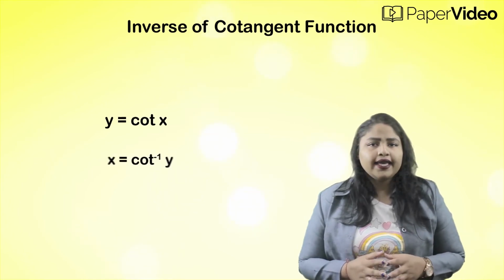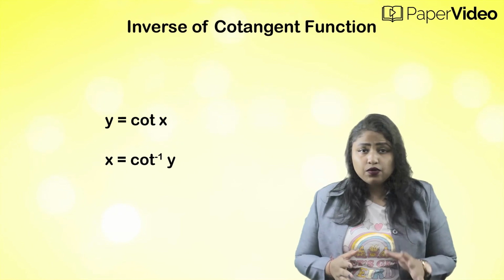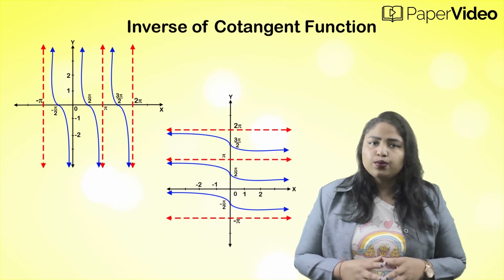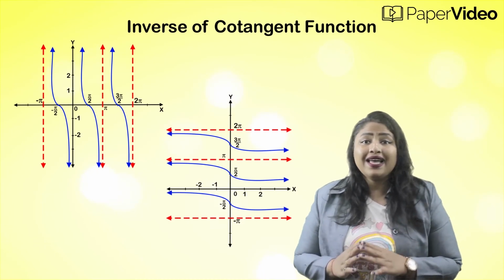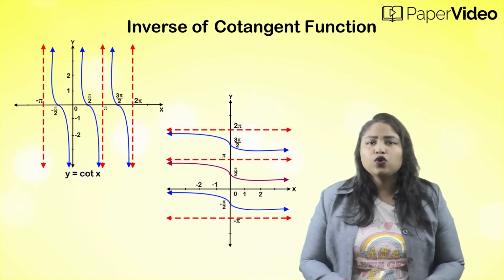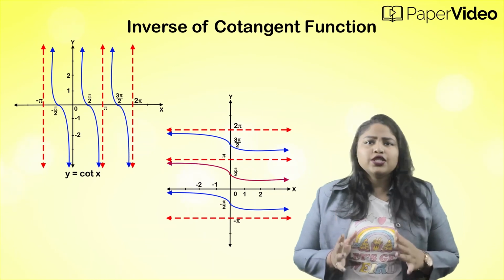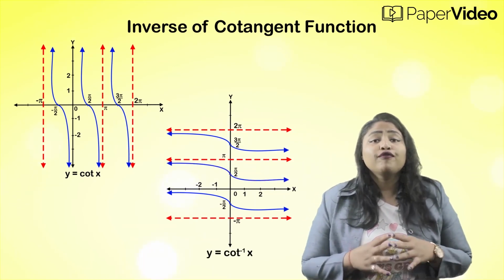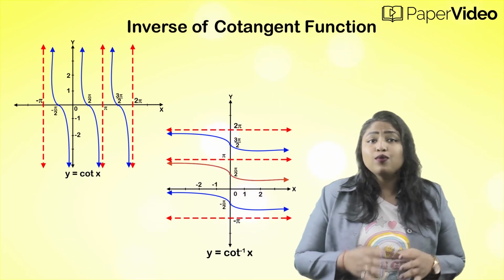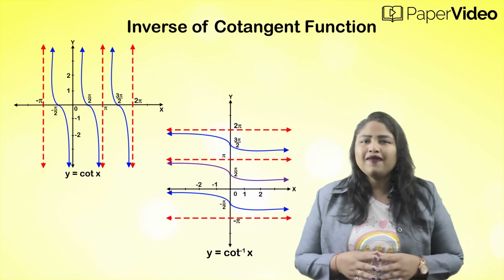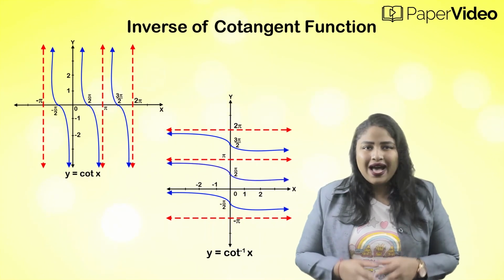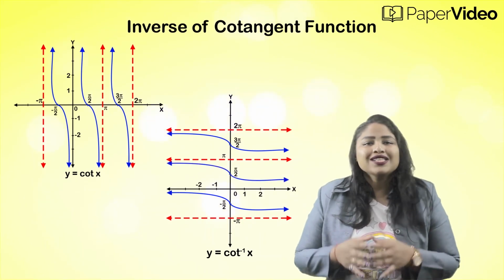Let us now try to draw the graph of cotangent inverse function. As we know that if y equals cot x, then x equals cot inverse y. So the graph of the cotangent inverse function can be obtained by interchanging x and y axis of the graph of cotangent function. This is the graph of y equals cot x. By just interchanging the axis, we can draw the graph of y equals cot inverse x. So this shaded portion of curve from 0 to pi is known as principal value branch. Any value of cot inverse x within this interval is known as the principal value of the cotangent inverse function.